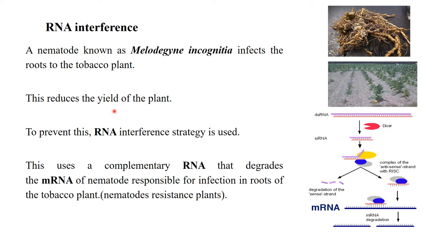Then we prevent this Meloidogyne incognita by using the RNA interference strategy. What is the RNA interference strategy? It was first introduced by Craig Mello and Andrew Fire in 1998. It is actually a gene silencing technique. It uses a complementary RNA that degrades the messenger RNA of the nematode responsible for infection in the roots of tobacco plants.